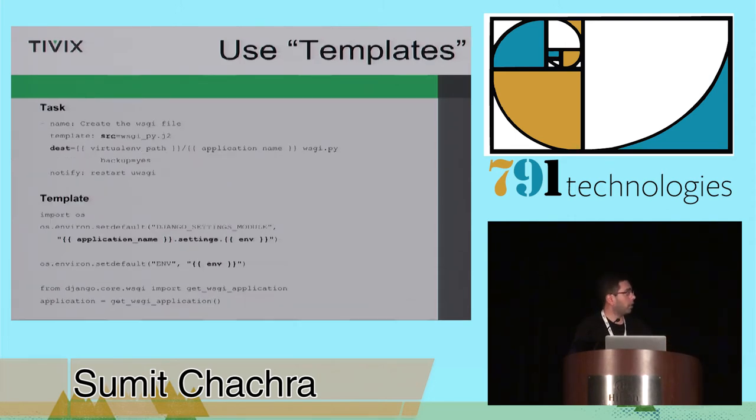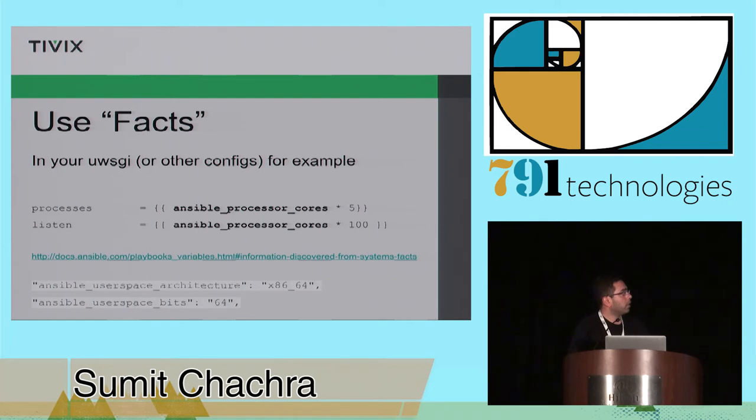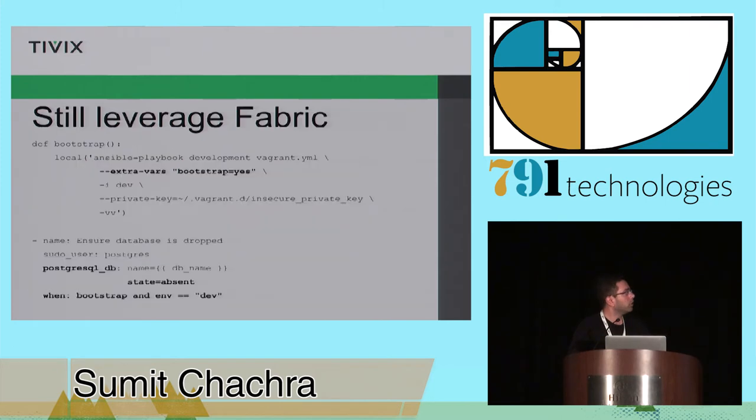Use templates. Don't have multiple files for your uWSGI or your Apache or Nginx settings, et cetera. Use templates, and these are Jinja templates, and they get compiled and put in certain places at runtime. Use facts. This is a great Ansible thing. When it connects to a server, it gathers facts. Facts could be the number of processor cores. So, for example, in your Nginx settings, you don't want to hard code the number of processors or listeners. It's just based on the server. So if you're upgrading your server, these will automatically change.